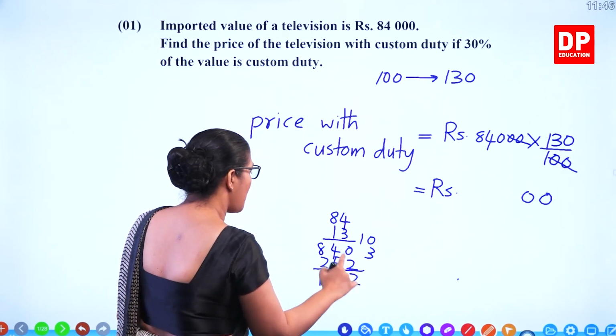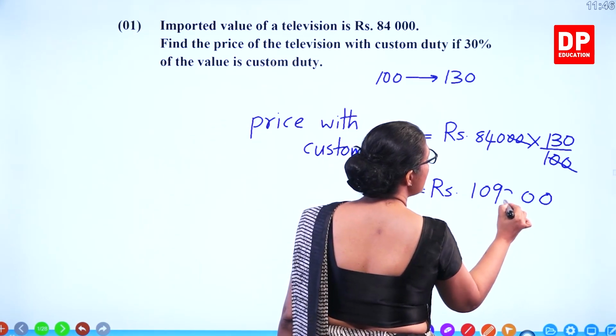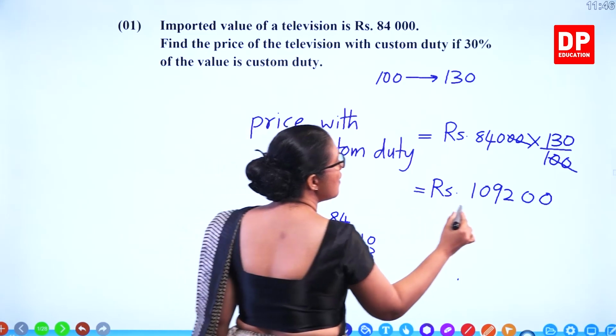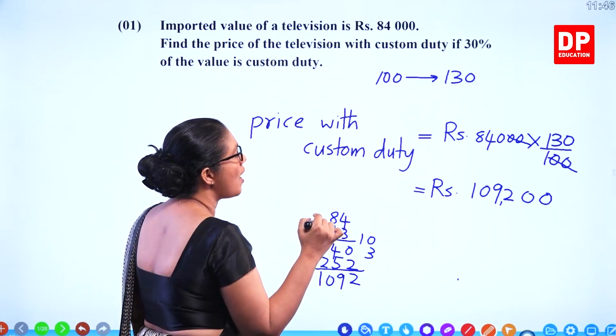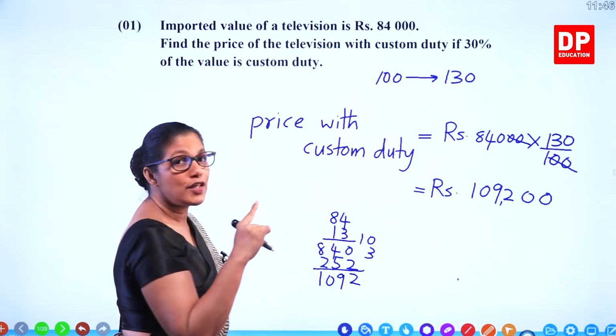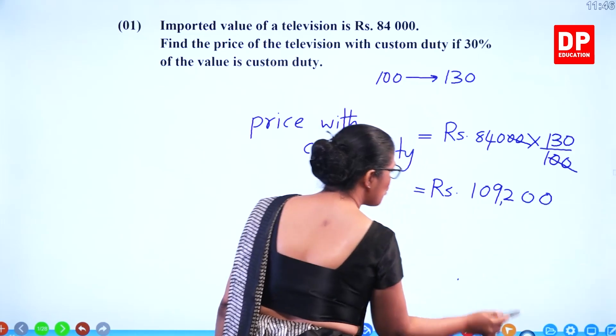You get 1092, so 1092 with 2 zeros. The value is 109,200 rupees for 84,000 rupees with the custom duty. So 2 marks for that.